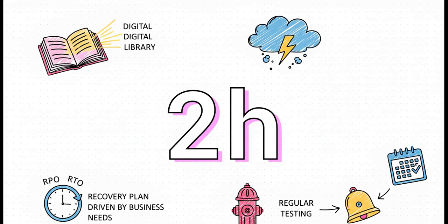It means from the very second that disaster strikes, a giant countdown clock starts. The entire library, every book, every shelf has to be rebuilt and running in under 120 minutes. That one number dictates your plan, your tools, and your budget.